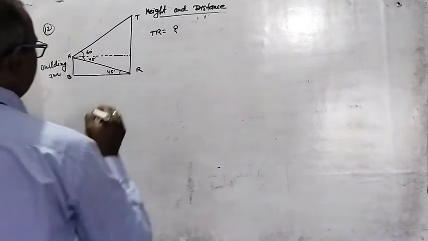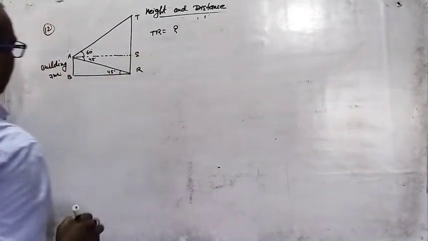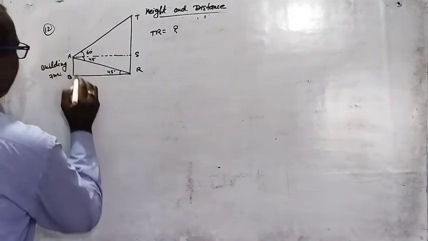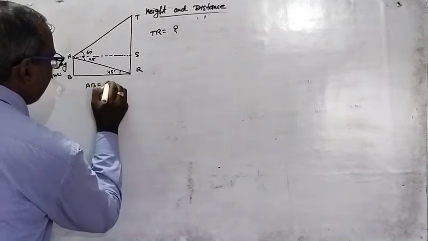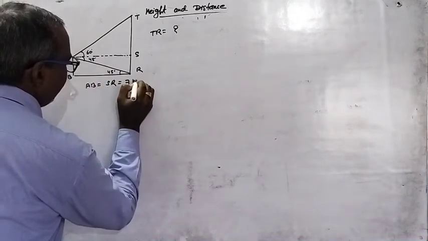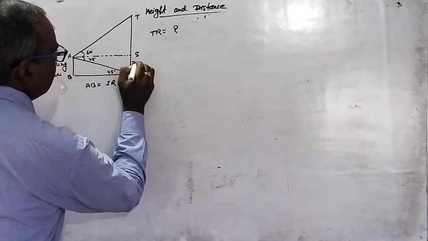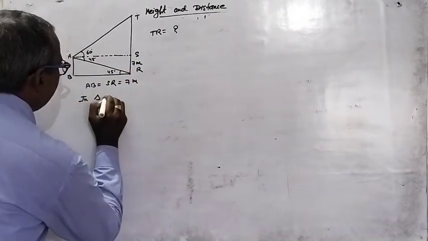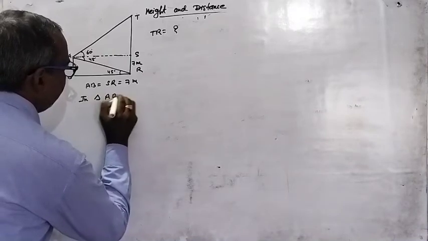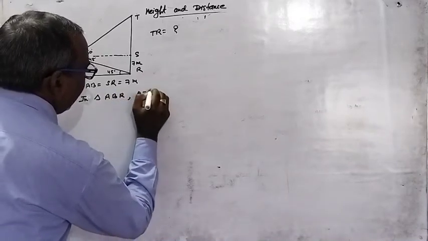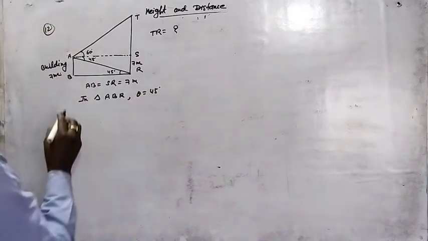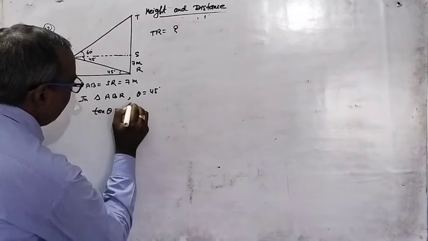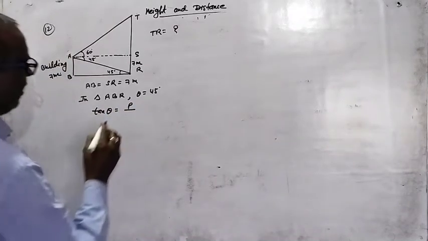So let it as... here at first see AB should be equal to SR equal to 7 meter. So in triangle ABR, here theta equal to 45 degree. So taking tan theta equal to perpendicular by base.